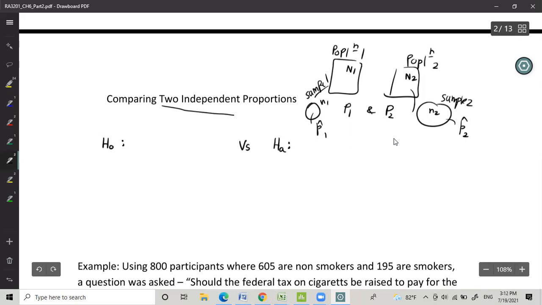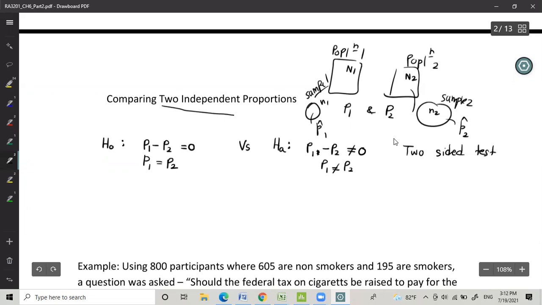Now we are comparing two proportions. Okay, so you can do it in two ways. P1 minus P2 equals 0. That is, the difference is equal to 0. That means there is no difference. Or P1 minus P2 not equal to 0. So that is one way to write it, or you can write it like this: P1 equals P2 versus P1 not equal P2. That is the two-sided test.